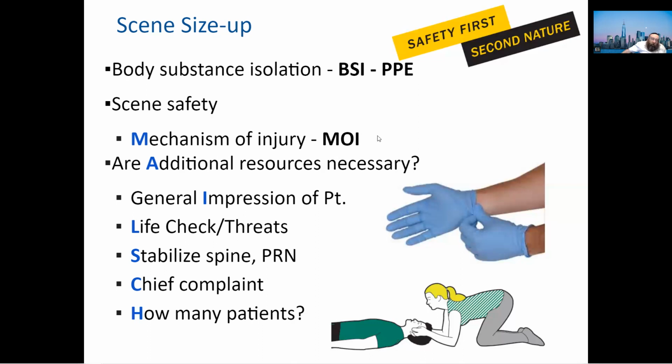Acronym MOI. MOI. And these are things that you've got to know, and it's got to become part of your language. MOI, mechanism of injury. It's very simple. What happened? Okay? This guy hit that guy. This guy punched that guy. This guy fell from a window. This guy got shot. MOI.